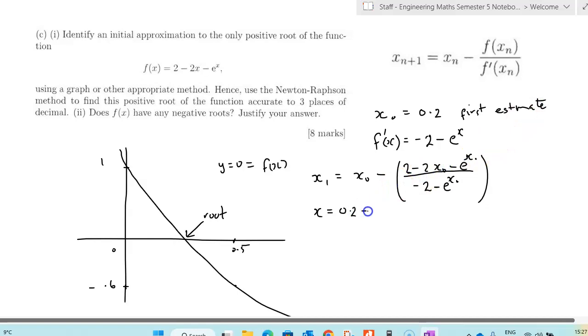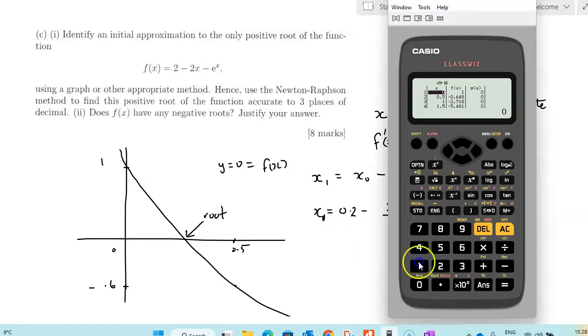0.2 minus fraction button 2 minus 2 times 0.2 minus e to the power of 0.2 all over minus 2 minus e to the power of 0.2. Put this into the calculator and see what we get, and this is x1.